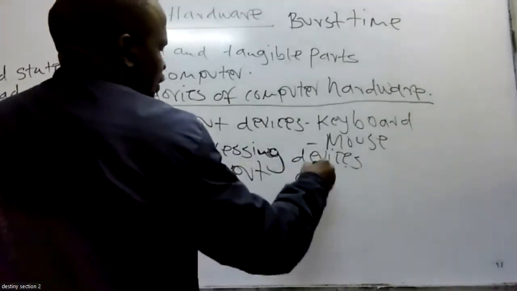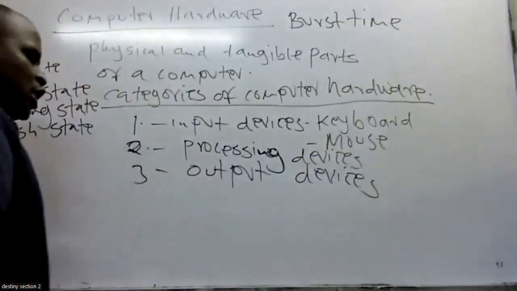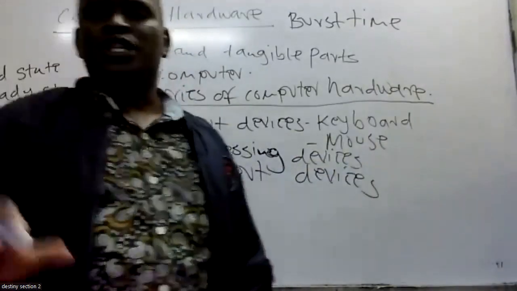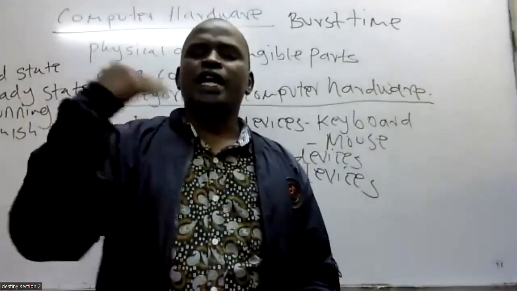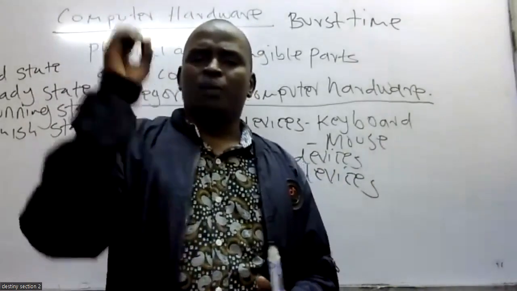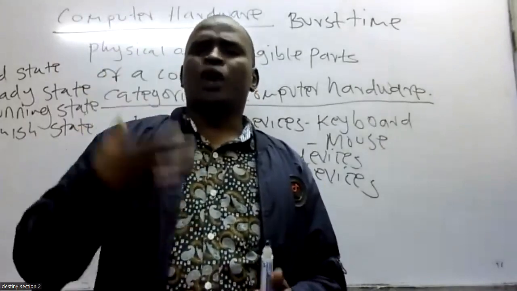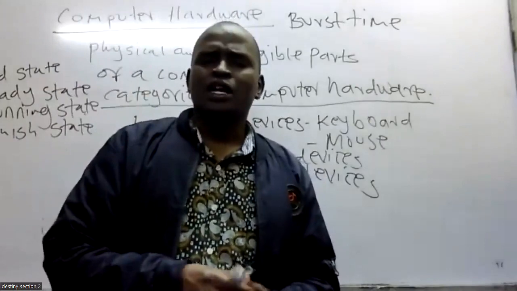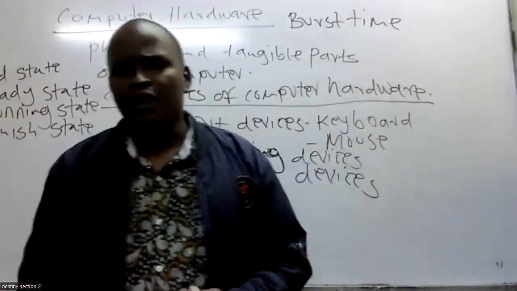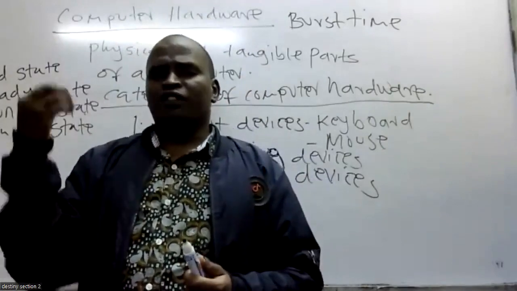We have the output devices. The output devices are those devices from which we obtain the information. Once the information is processed on a computer, we need to get the output, in other words, to get the results. How do we get the results? We only get the results through the output devices.